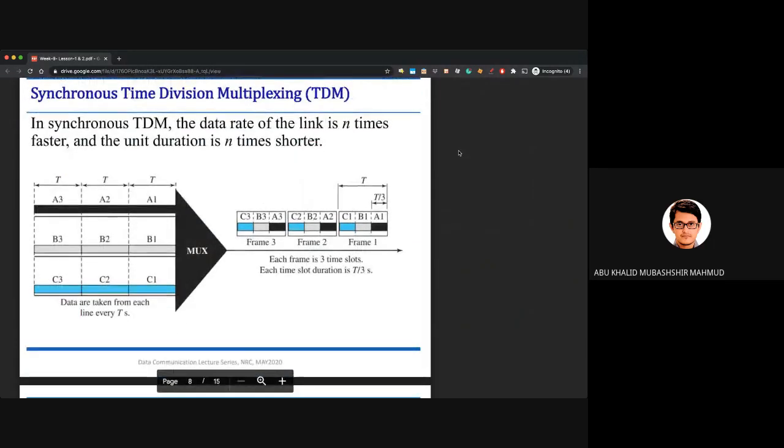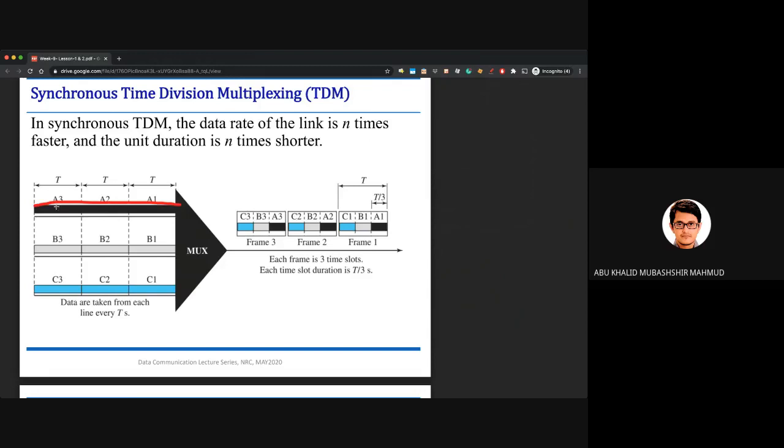So this is a type of synchronous time division multiplexing. In synchronous time division multiplexing, the data rate of the link is n times faster and the unit duration is n times shorter. So if we want to process this, we have to be very careful.